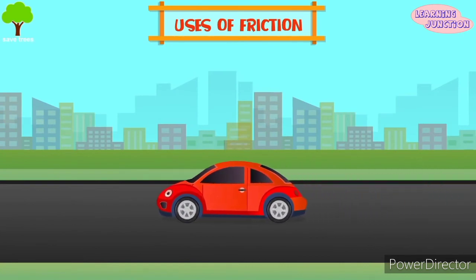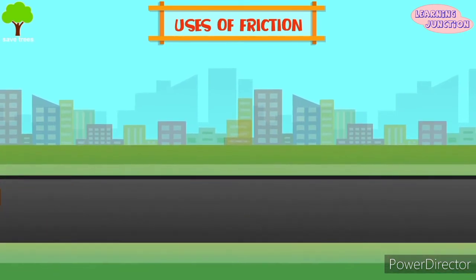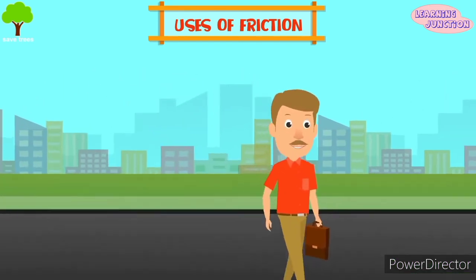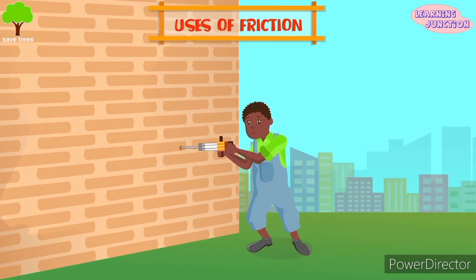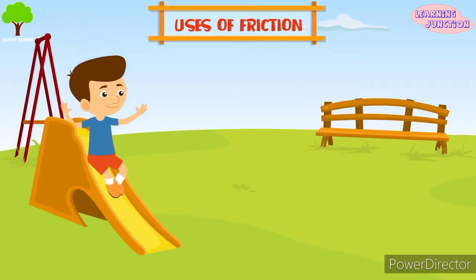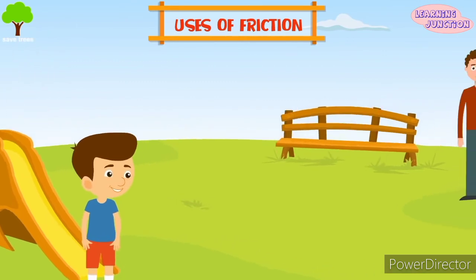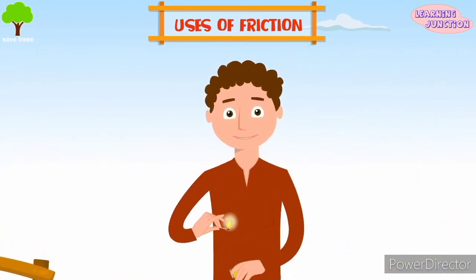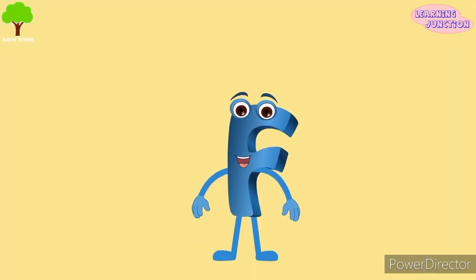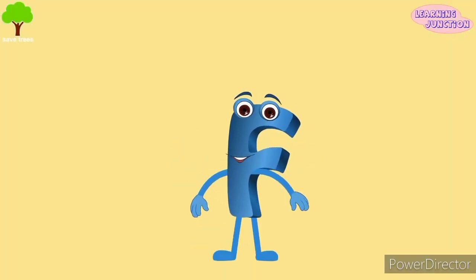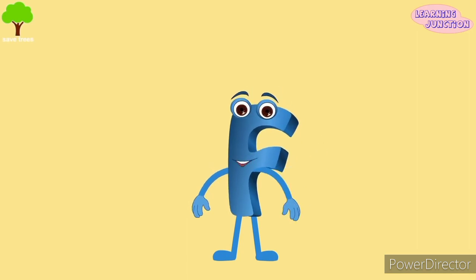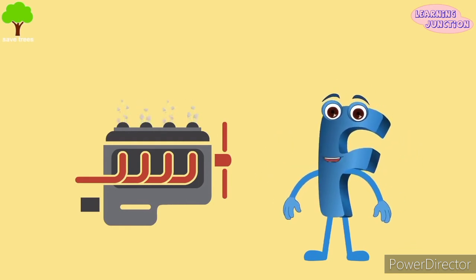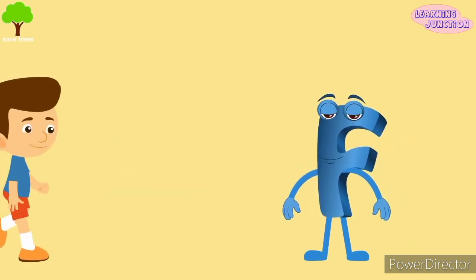Driving a vehicle on a surface. Walking on the road. Drilling a nail into the wall. Sliding on a garden slide. Lighting a matchstick. Now you know that friction is very important in our daily life. It also has some disadvantages. The main disadvantage of friction is that it produces heat in various parts of the machines.